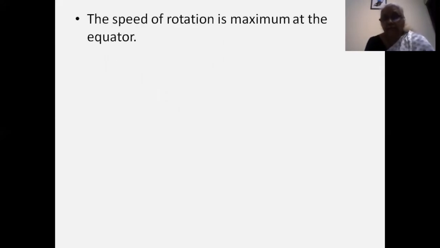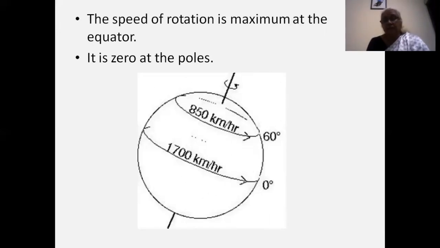Then we have the speed of rotation. So here is where at the poles, the speed of rotation is 0 kilometers per hour. And at the equator, it is 1700 kilometers per hour.